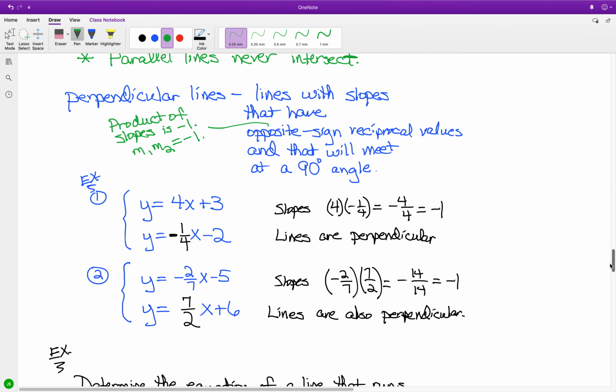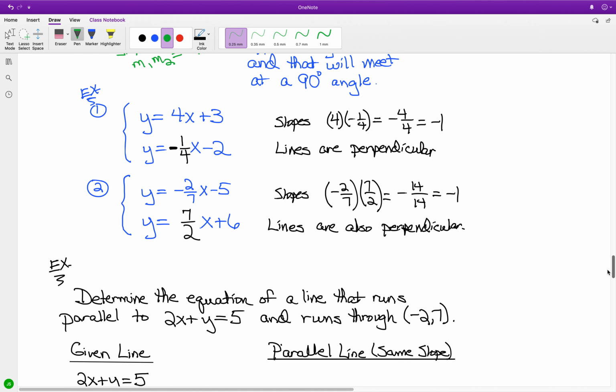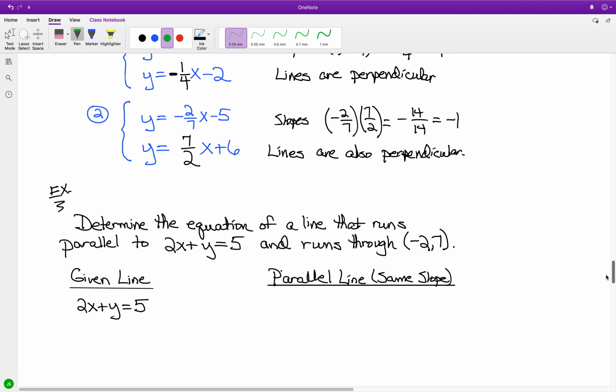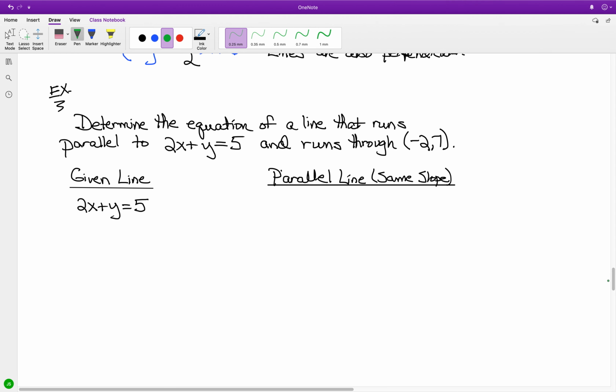Now, let's look at determining the equation of parallel and perpendicular lines. Let's say, for instance, we are looking at the equation of a line that is going to run parallel. In this example, say we have a line that is defined by the equation 2x plus y is equal to 5, and we're looking for the line that's going to run parallel, where the parallel line is also going to run through -2/7.